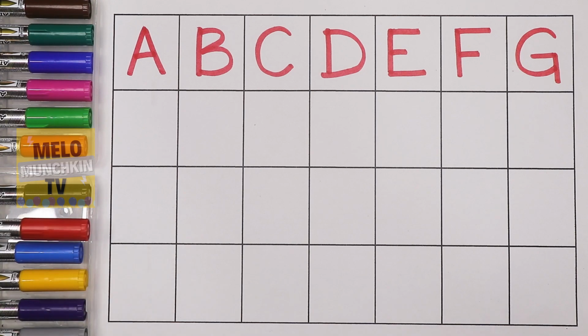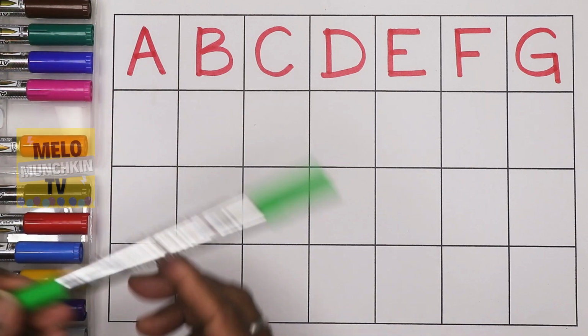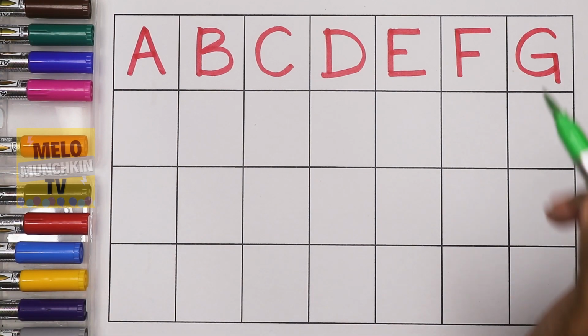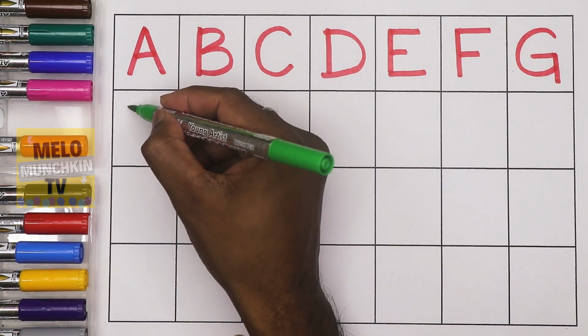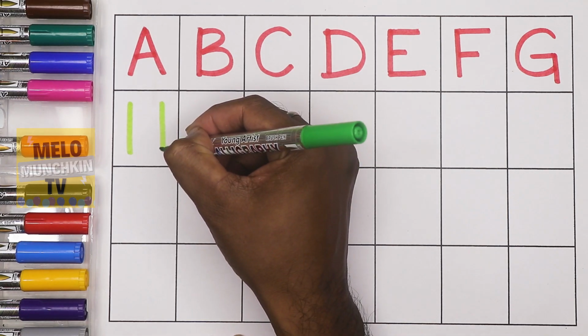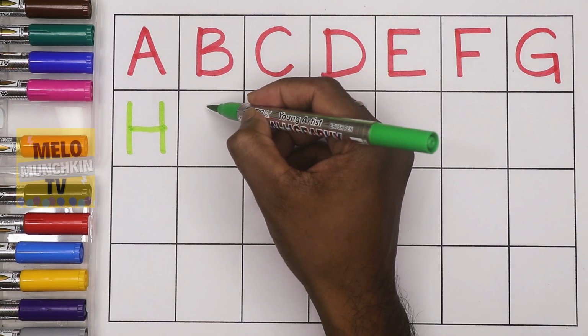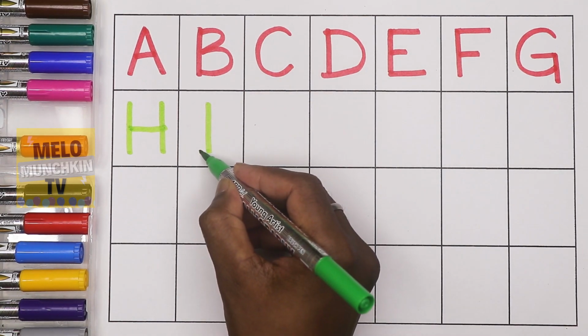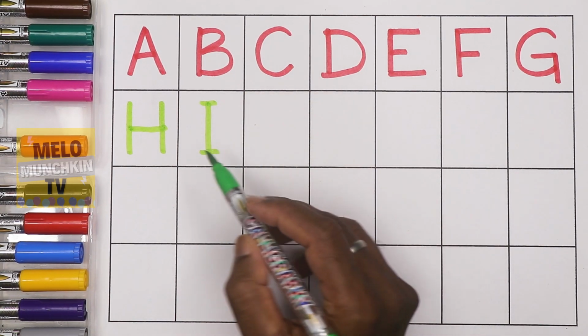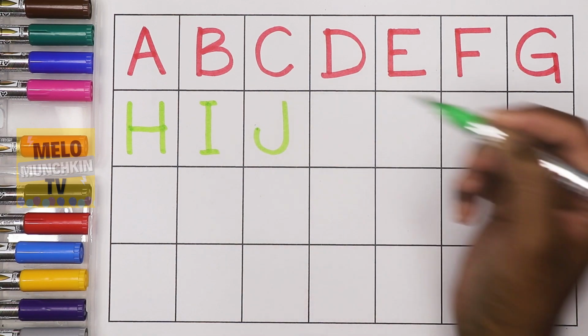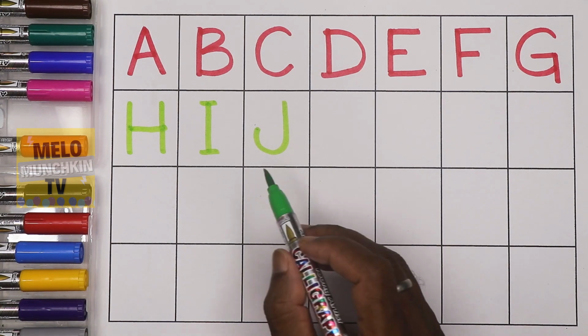Now I'll take green color to write the second line, okay? So after G it is H, H for horse. I for ice cream. J for jug.